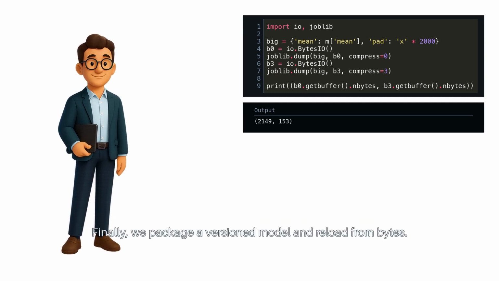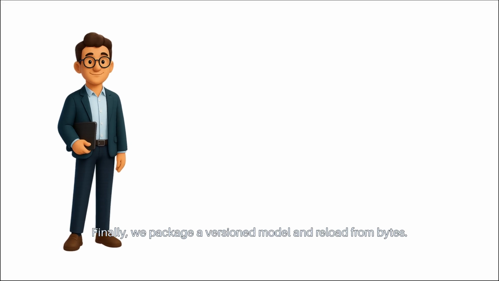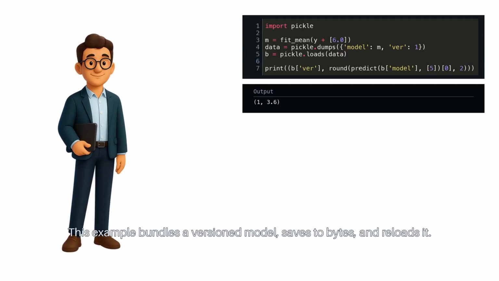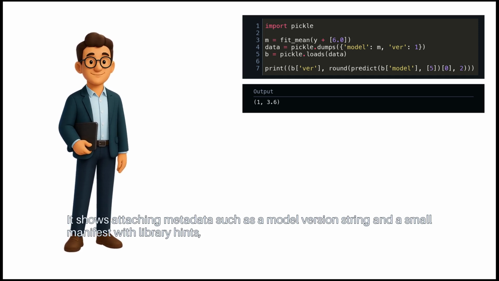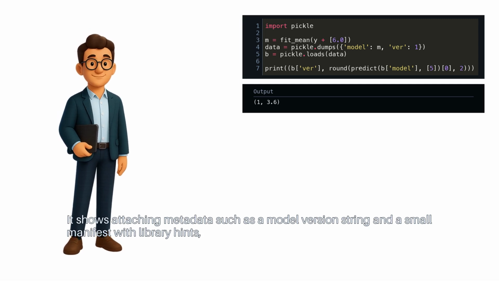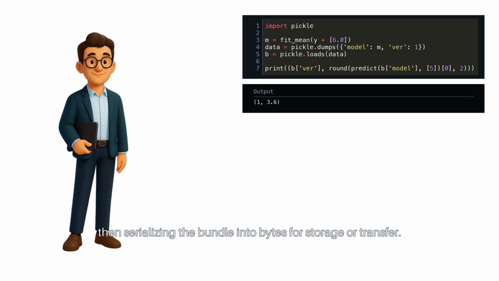Finally, we package a versioned model and reload from bytes. This example bundles a versioned model, saves to bytes, and reloads it. It shows attaching metadata, such as a model version string and a small manifest with library hints, then serializing the bundle into bytes for storage or transfer.